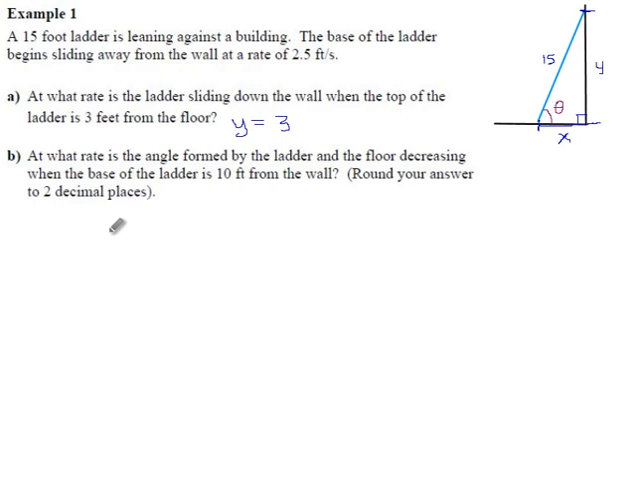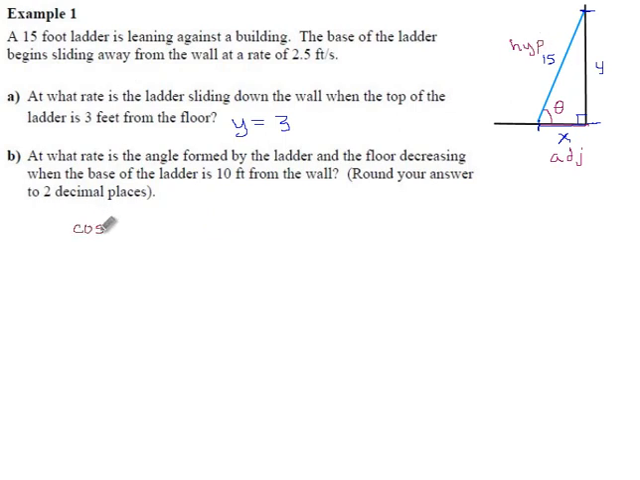And they want to know how it's decreasing when the base of the ladder is 10 feet from the wall. Well, looking at these two sides that form the angle, in trig mode now, I would call this the adjacent side, and this 15, I would call the hypotenuse. Which trig function does adjacent and hypotenuse? That's A over H, that would be cosine.